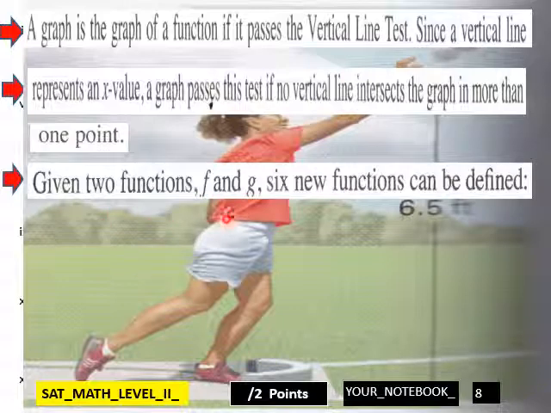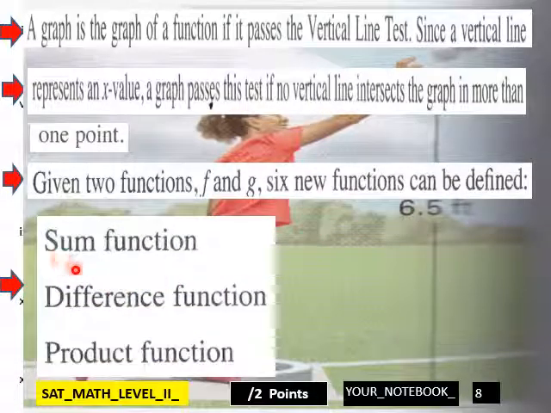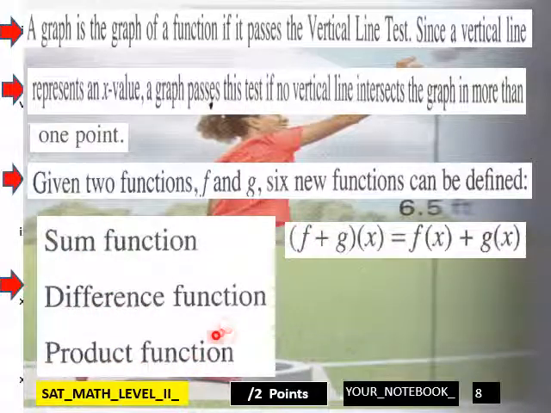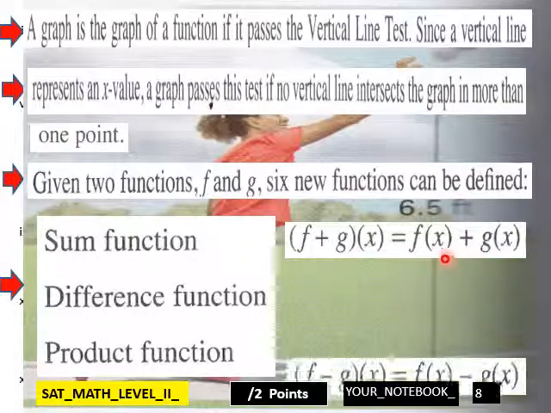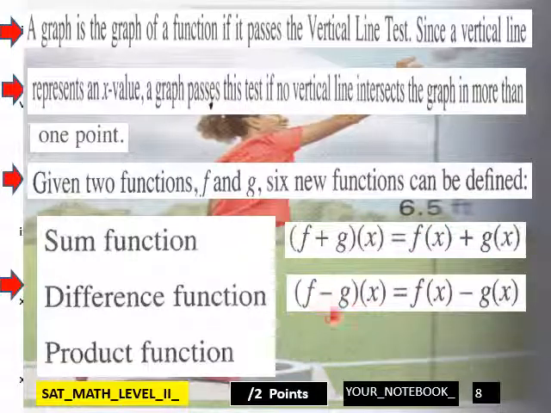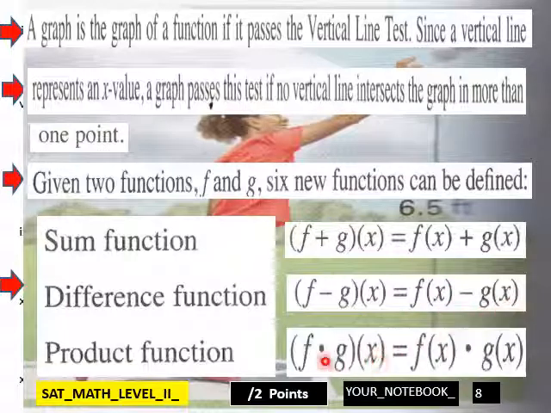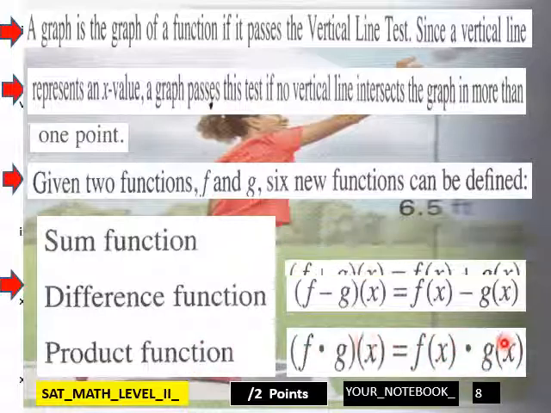Given two functions f and g, 6 new functions can be defined: a sum function, a difference function, a product function. So here's an example of a sum function, f plus g of x. This is how you would add them, combine them together. And then difference functions, f minus g of x, f of x minus g of x, and f times g of x equals f of x times g of x. This would be a product function here.